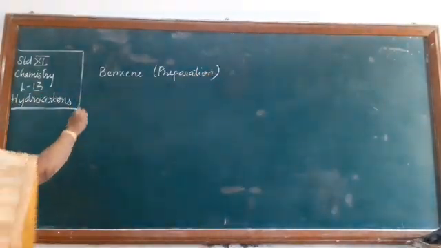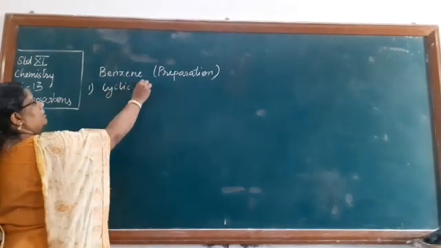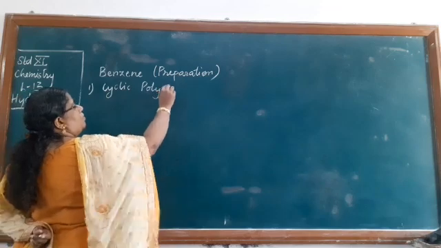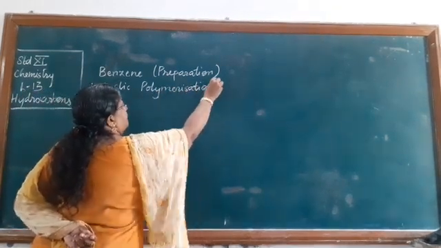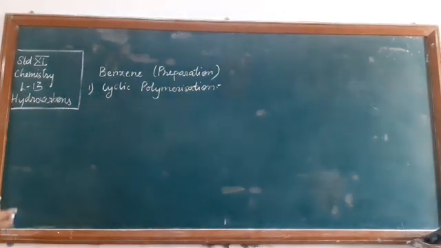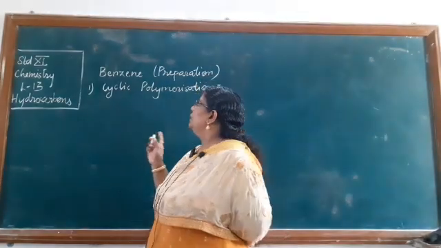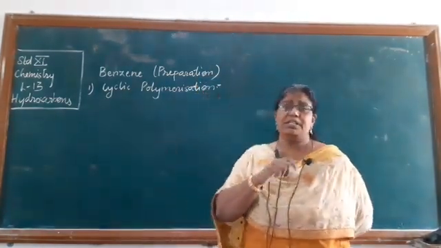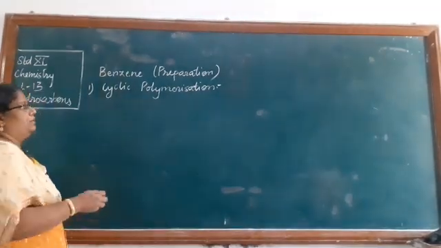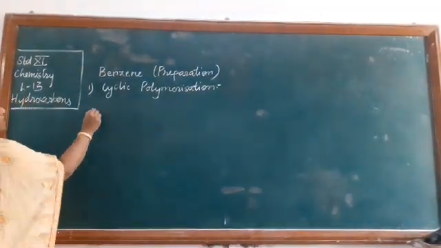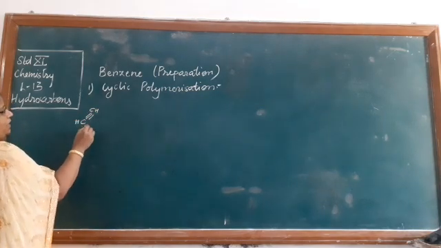Among that, the first one is cyclic polymerization. This we had discussed in the previous chapter, when we were discussing alkynes, how alkynes could be used to obtain benzene. So alkynes, in that also ethyne we are talking about.